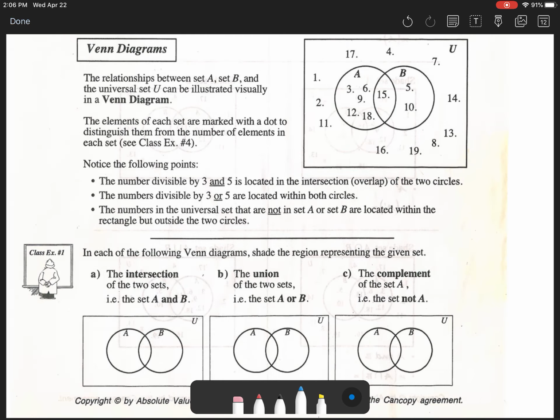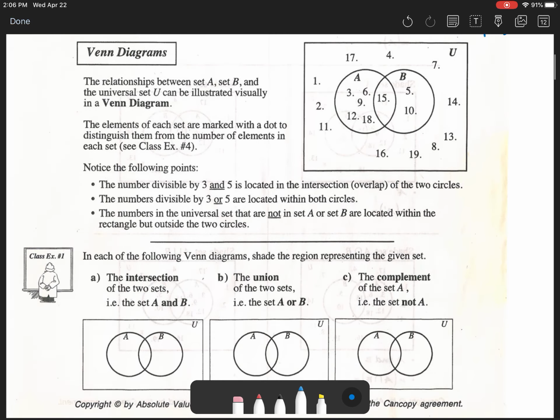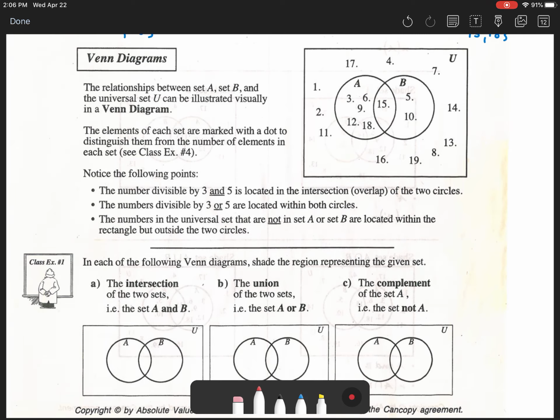Okay, now we're going to take a look at what that looks like when I represent it visually in what we call a Venn diagram. So it says Venn diagrams. The relationships between set A, set B, and the universal set U can be illustrated visually in what we call a Venn diagram. So if I take a look at the Venn diagram they've drawn to the right here, you'll see they have the letter U right there, which stands for the universal set. Okay, so that's natural numbers less than 20.